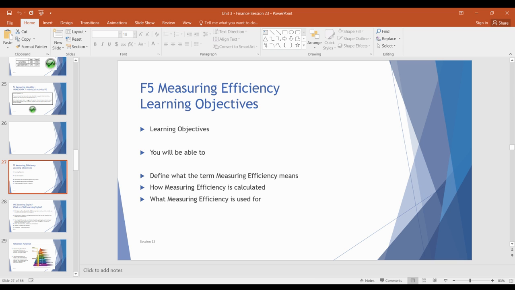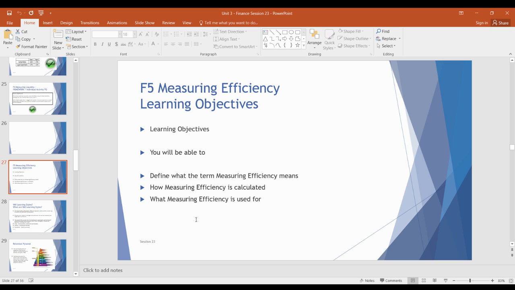So if you are starting F5, you need to go on to slide 27, and that's where we will start this session. If you're following along on the worksheet, it's page 6, and you should have your worksheets from last session.